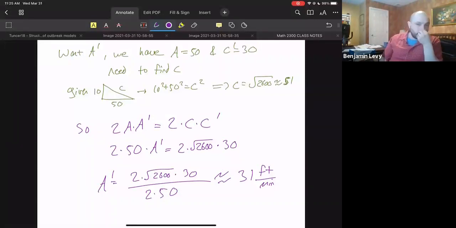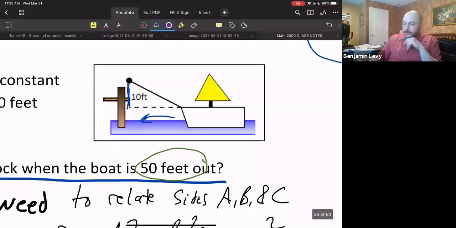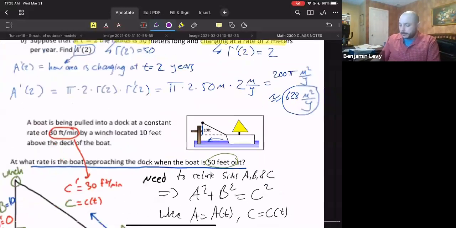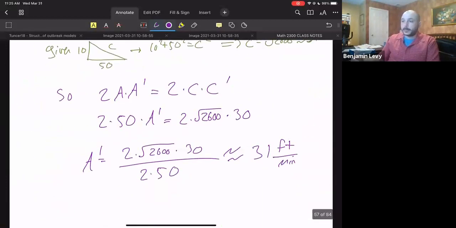I'll summarize in 1 second here, but are there specific questions? Kind of flesh it out. Right, so the idea is the winch is pulling, the boat's moving towards the dock. We know how fast the winch is moving, but we're using that piece of information to figure out how fast the boat is moving. And so it turns out when the winch is pulling 30 feet per minute, that the boat is going to be moving a little bit quicker, because it's the shorter side of the triangle. So it's 31 feet per minute.